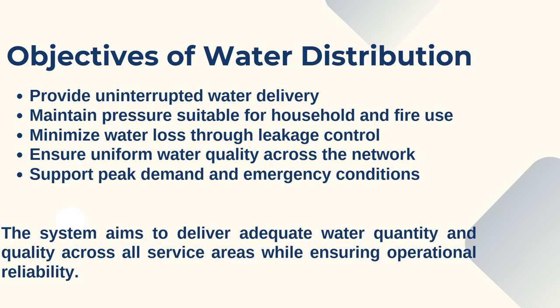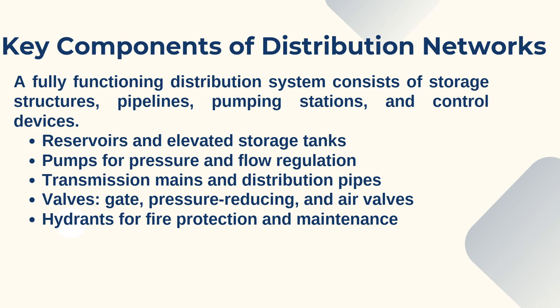Next is the objective of the water distribution. First one is to provide uninterrupted water delivery. Second one is to maintain the pressure suitable for household and fire use. Next is to minimize water loss through leakage control. Next is to ensure uniform water quality across the network, and the last one is to support peak demand and emergency condition. The system aims to deliver adequate water quantity and quality across all service areas while ensuring operational reliability.